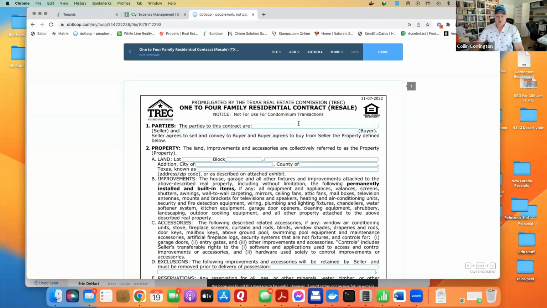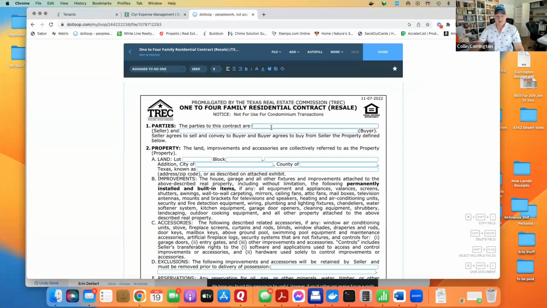Parties to this contract are, if you can see, the seller. I don't know if he has it in his own name, or it's probably in some LLC, but we're going to pretend like Eric's the seller, and I'm going to buy it from Eric, okay? All right, so we got to put the buyers in here. Ladies and gentlemen, a couple things about this. Let's say it's me and my wife.